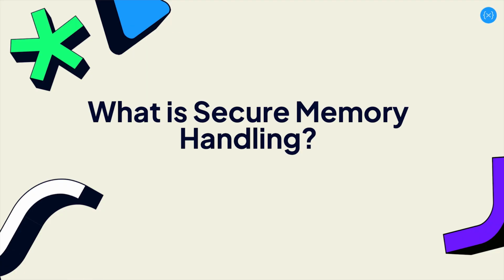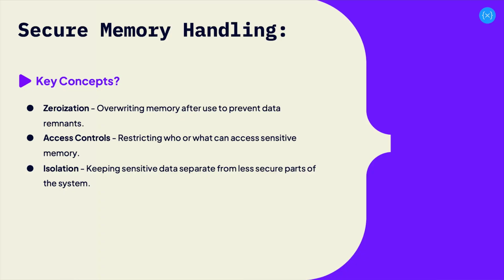The next section is secure memory handling. Secure memory handling involves protecting sensitive data like keys and passwords in memory from unauthorized access or leakage. Even if a cryptographic algorithm is strong, poor handling of secrets in memory can lead to compromise. Attackers may exploit memory dumps, swap files, or other vulnerabilities to extract secrets.